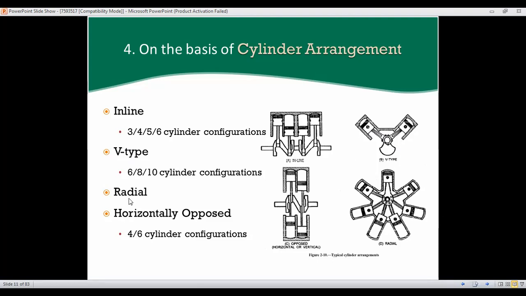Radial, what is the meaning of radial? You can see this is the radial type. Then horizontal opposed, like this. What happens is that if one cylinder on one side is compressing, the other side is expanding, one side expands and one side compresses, horizontal or vertical.